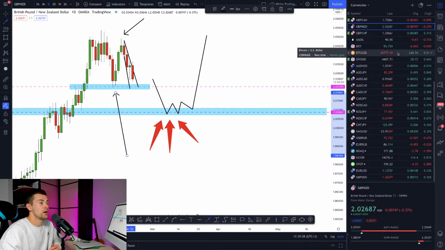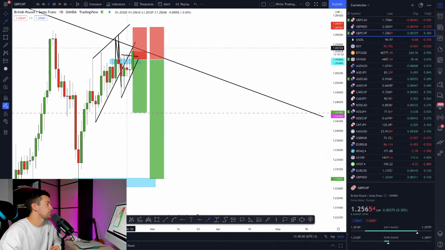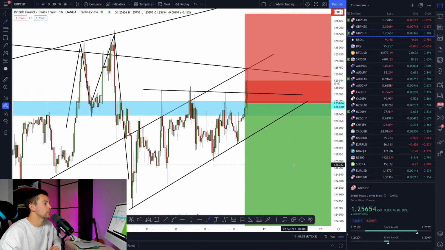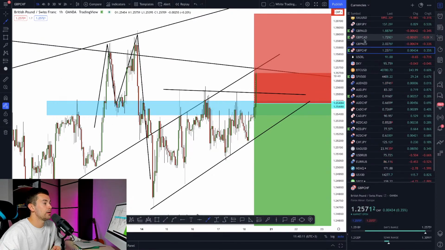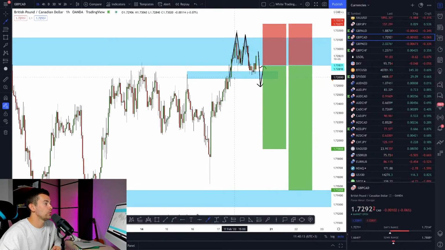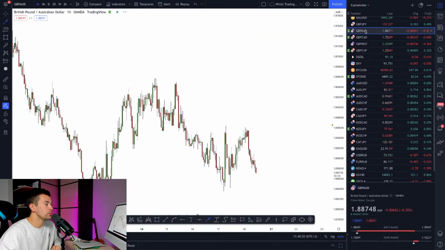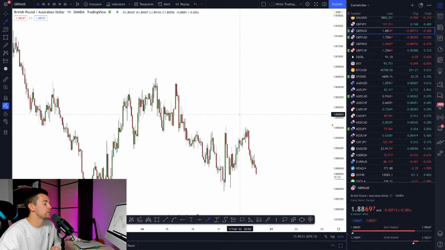Remember that for now we have an active short trade on the Pound Swiss pair. By the way, nice bullish candle right now, and you can see that the position is in a drawdown. We have a trading plan on the Pound Cad pair. We are waiting for the neckline breakout here to short. We are watching the Pound Aussie pair.